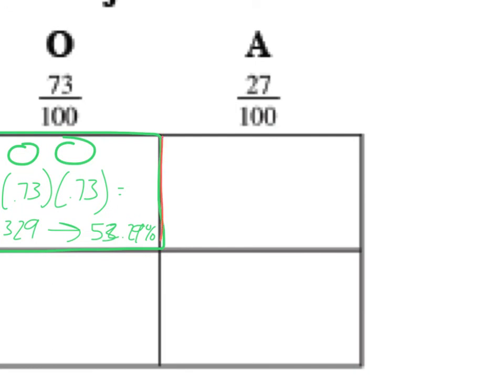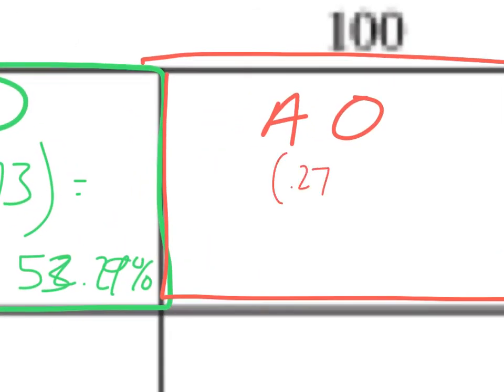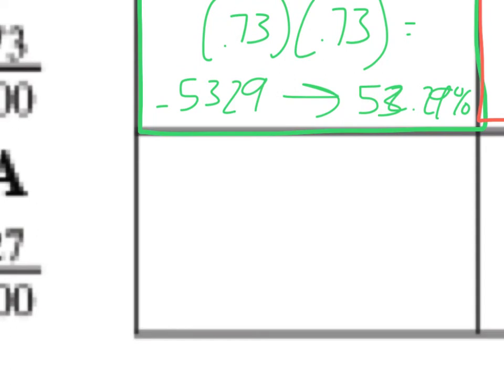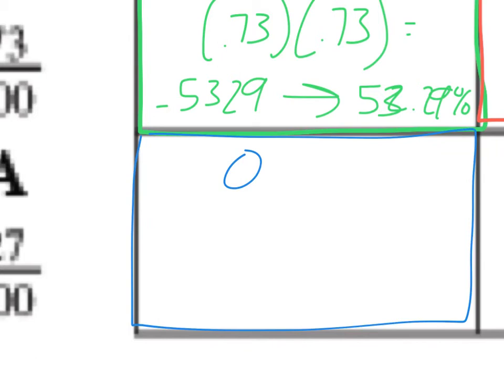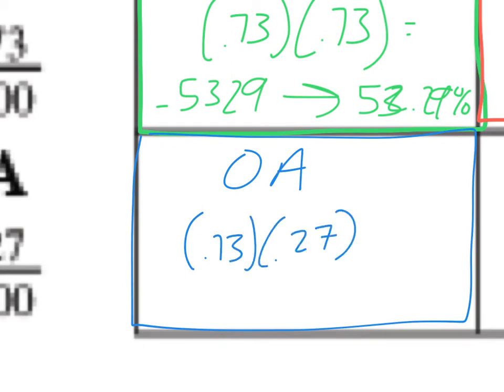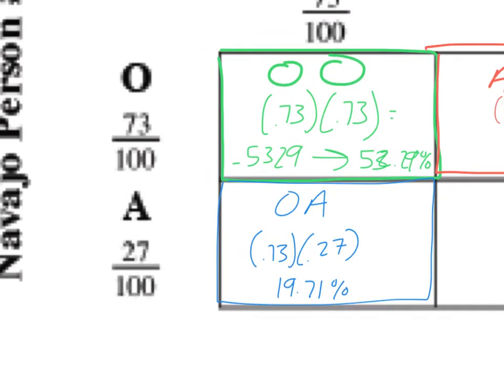This box over here of person 1 having type A and person 2 having type O, the area of this box represents that probability, and the probability of that taking place would be 0.27 times 0.73. And in multiplying those together, you're going to end up getting 19.71%. And that's actually going to be the exact same probability as this box down here, where the first person has type O, and the second person has type A. In this instance, I'd multiply 0.73 times 0.27, which yields the same outcome, a 19.71% chance of happening.